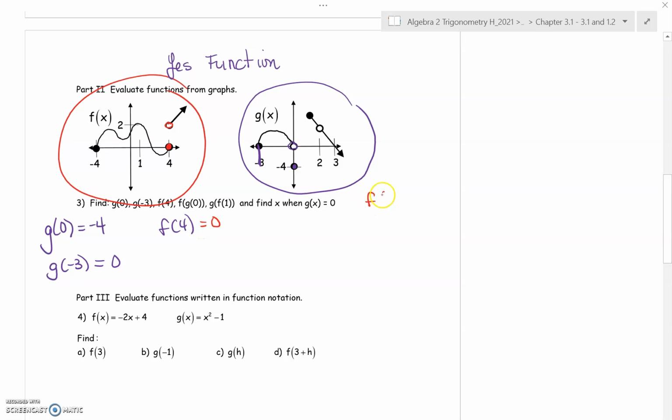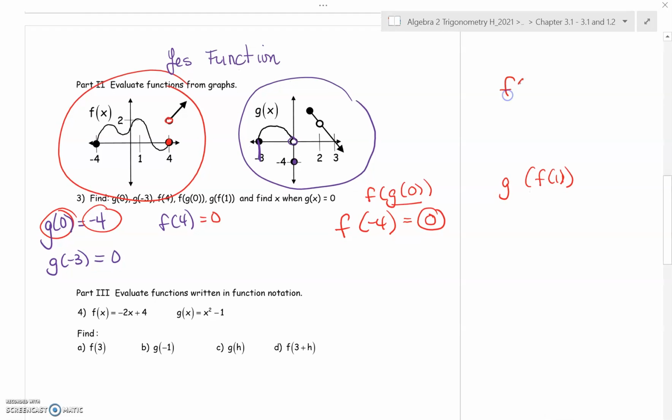Now, for the next couple questions, notice I have f of g of 0 and g of f of 1. So this has an extra step here. First of all, I have to find g of 0. Well, we know that g of 0 is -4. We found that over here. So we have f of -4, because if g of 0 is -4, you can substitute -4 in for g of 0. Now I'm looking at the function f of x over here, and I notice that when x is -4, y is 0. Go ahead and pause the video and try g of f of 1.